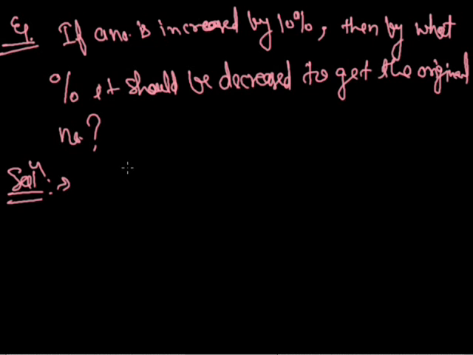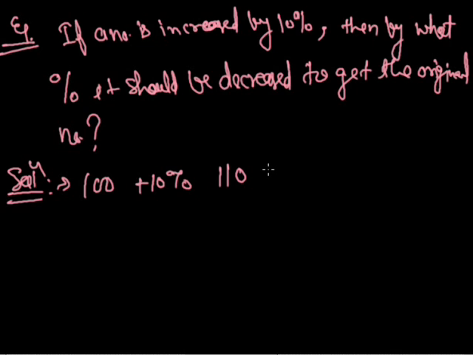Again, we have two methods to solve this sum. First method is, again, let us assume the number is 100, or you can assume the number is x. I will assume the number as 100. If I have assumed the number is 100, then by increasing it by 10%, I will get a number that is 110. Now I have to decrease this number by some percentage so that I could get 100 back.